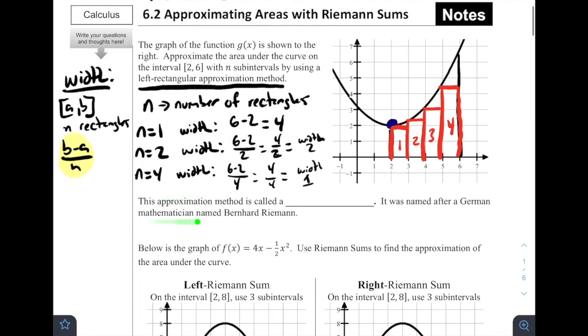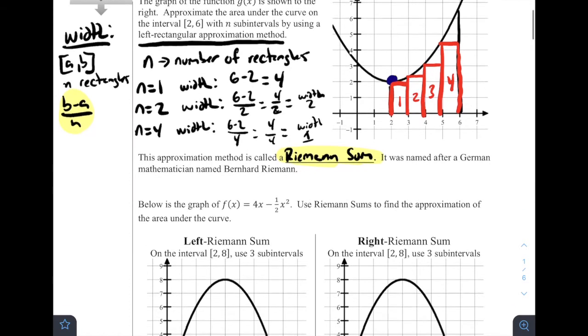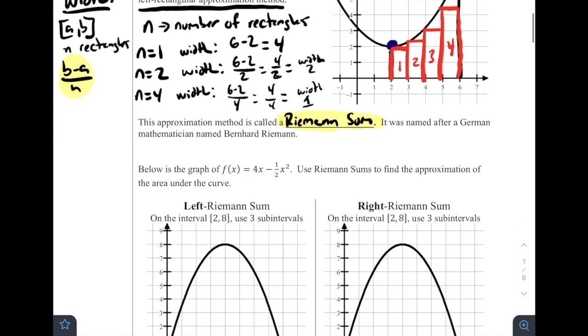But this approximation method of using rectangles under the curve is what's called a Riemann sum. So that's the title of today's notes, a Riemann sum. It was named after a German mathematician named Bernhard Riemann. I'm hoping that I'm pronouncing that correctly, but I think it's Bernhard Riemann. Let me know if you find out otherwise.